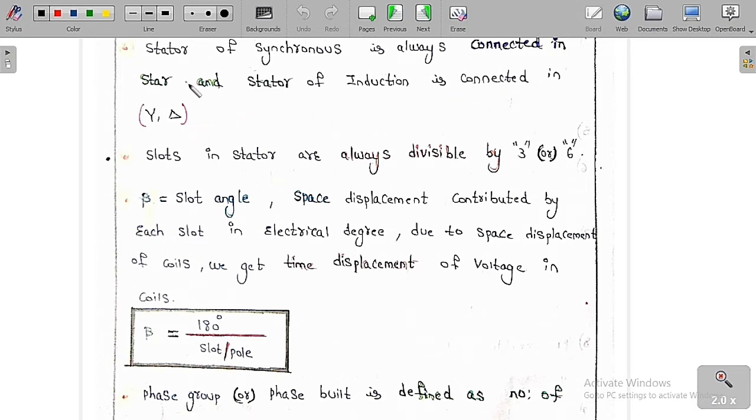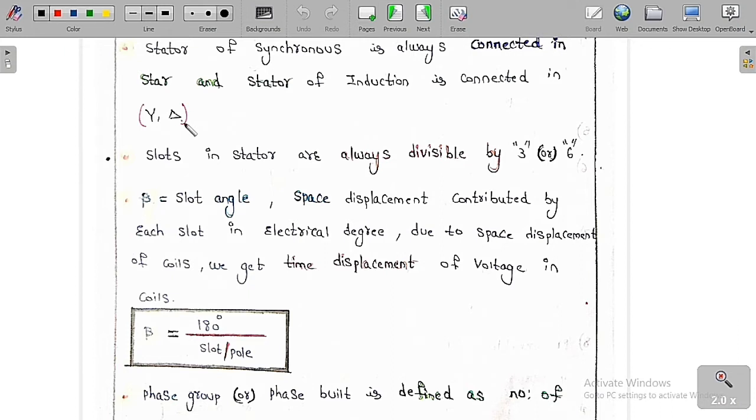The stator of a synchronous machine is always connected in star, and the stator of an induction machine is connected in star or delta, based on the application. This is a very important point. In a synchronous machine, the stator winding is always connected in star, whereas in an induction machine, the stator can be connected either in star or in delta.